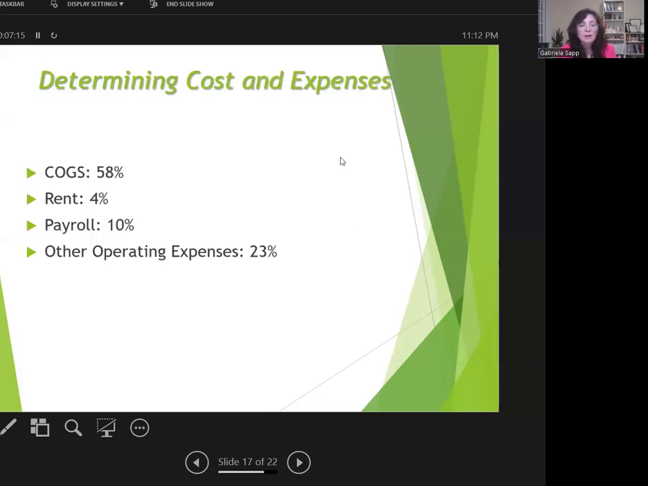Okay. Costs and expenses are determined. COGS, 58%. Remember, this is the average COGS of all your products in the store. And rent, 4%, payroll, 10%, and other operating expenses, 23%. You will see how we will use these numbers in the next slides, where you will look how a budget and cash flow projections look like.